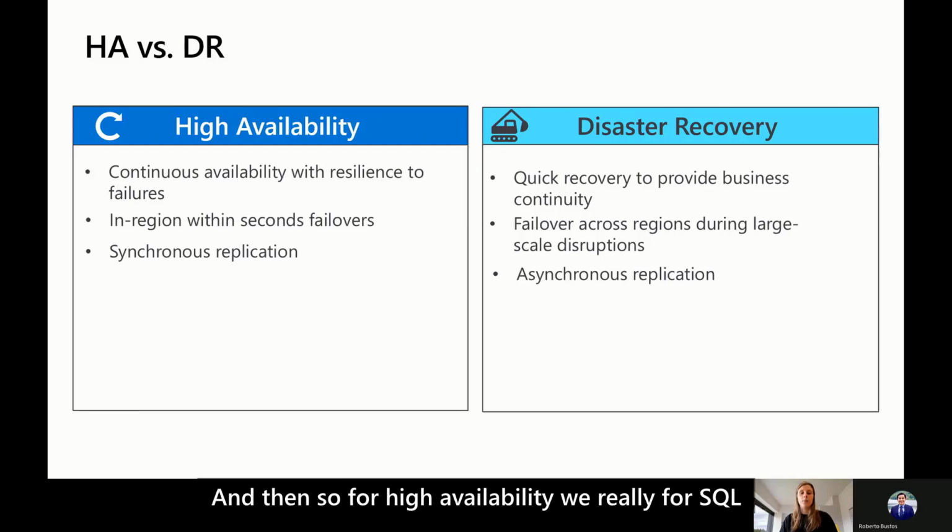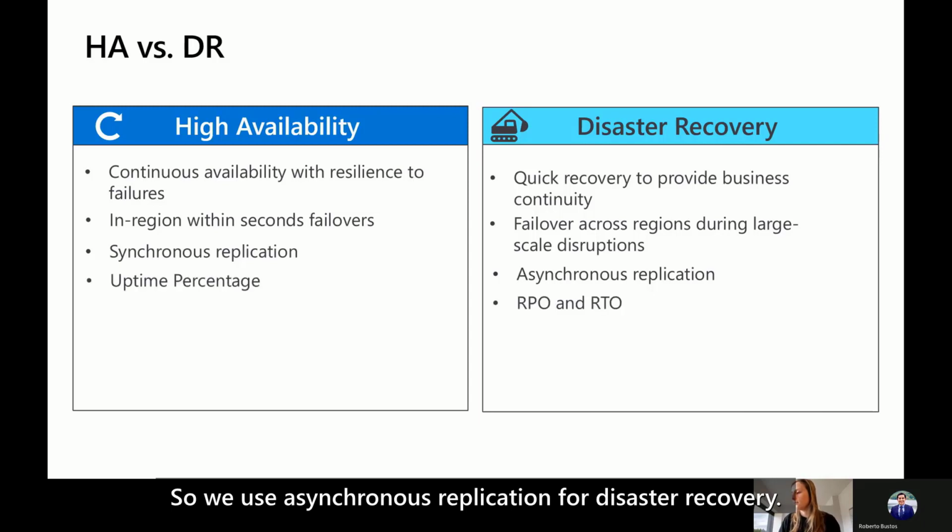And then for high availability, for SQL DB, we target synchronous replication. That way you always have a replica that's fully caught up with your primary, so you have that caught up data there for your localized failover. And then for disaster recovery, we use asynchronous replication. Since this is targeting more across regions, you don't have to worry about waiting for all of these commits to happen to a replica that's in another region. So that is more focusing on the performance aspect. So we use asynchronous replication for disaster recovery.